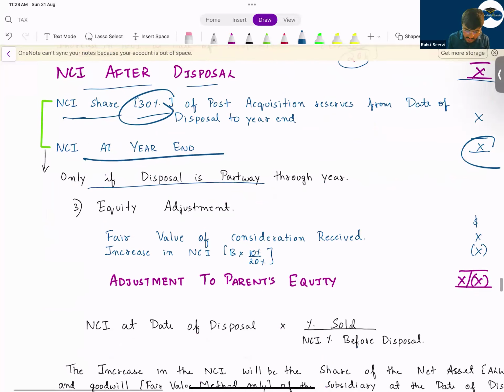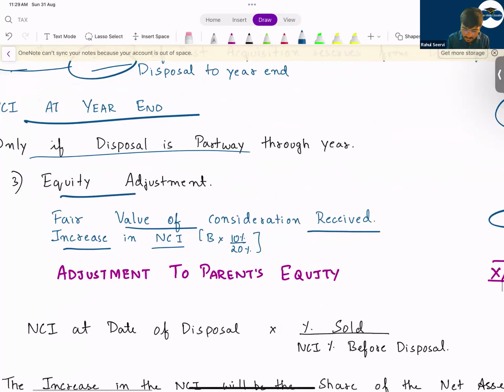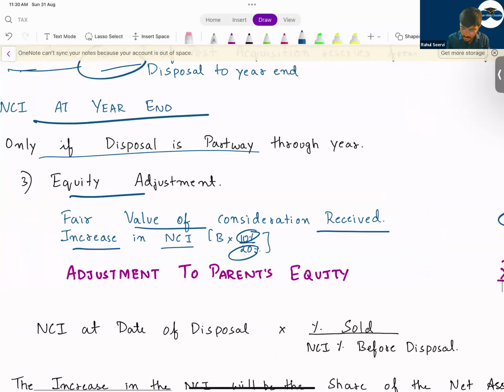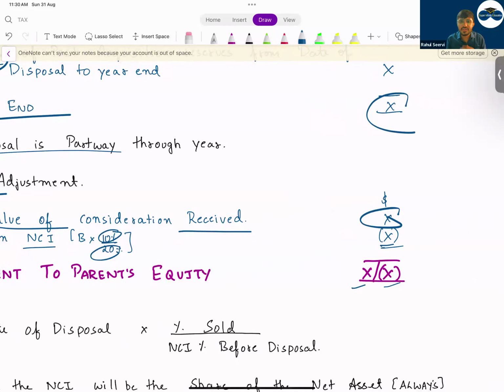So the equity adjustment is what, sir? Fair value of the consideration which you receive. NCA is increasing. So whatever is the increase, can I say 10% and 20? So you will record this as a negative. If it's a positive, it's a profit. If it's a negative number, it's a loss.